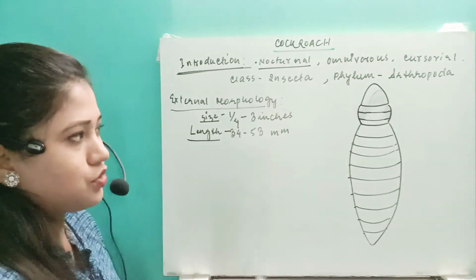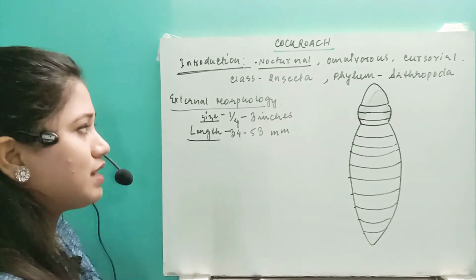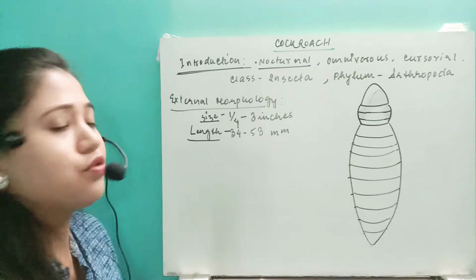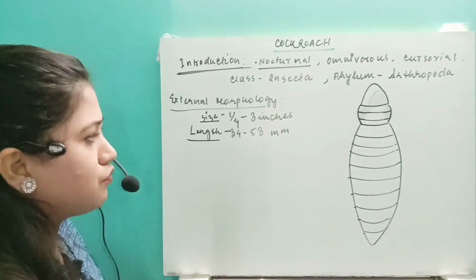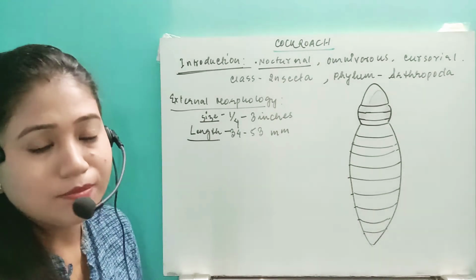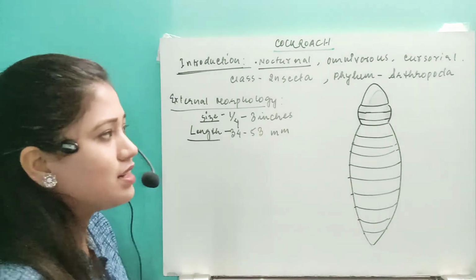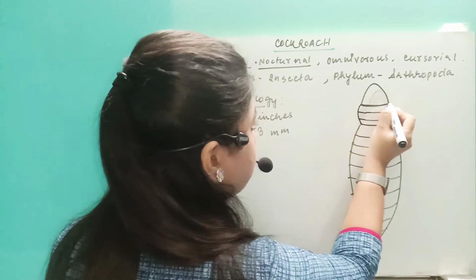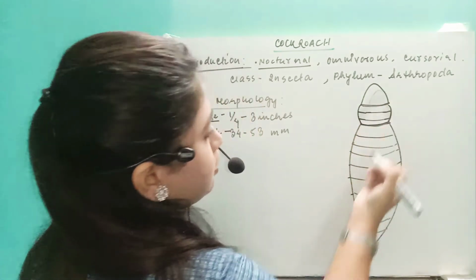So come to the external morphology. If you see this organism, then the size will be around 0.25 to 3 inches, it's this much size. Then the length, if you see lengthwise, is around 34 to 53 millimeter. Now if you see their body, the body is divided into 3 parts. Remember, the body is divided into 3 parts. 3 complete distinct divisions you can see.